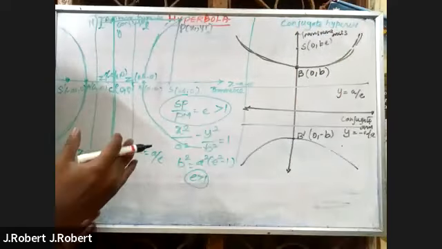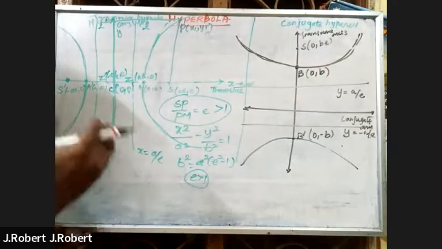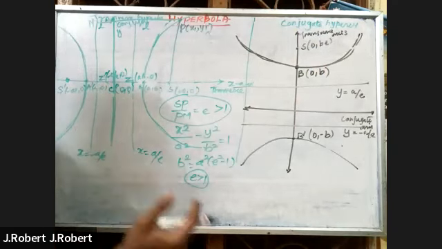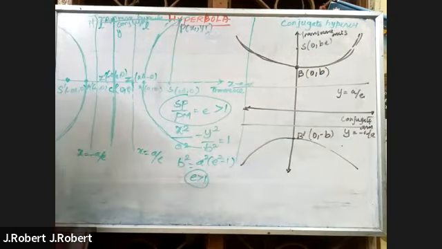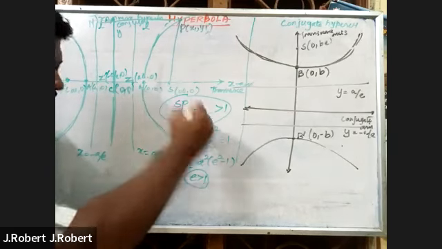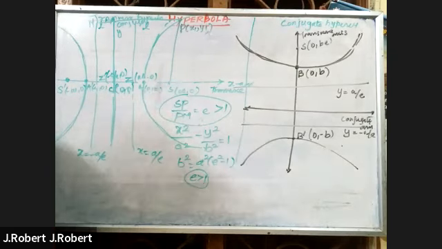So what I am saying is, if the transverse axis is parallel to the x-axis, then we can say it is a transverse hyperbola. When the conjugate axis is parallel to the x-axis, then we can say this is called a conjugate hyperbola. Okay? The condition is the same for all of them, but the standard equation differs. The standard equation might differ.